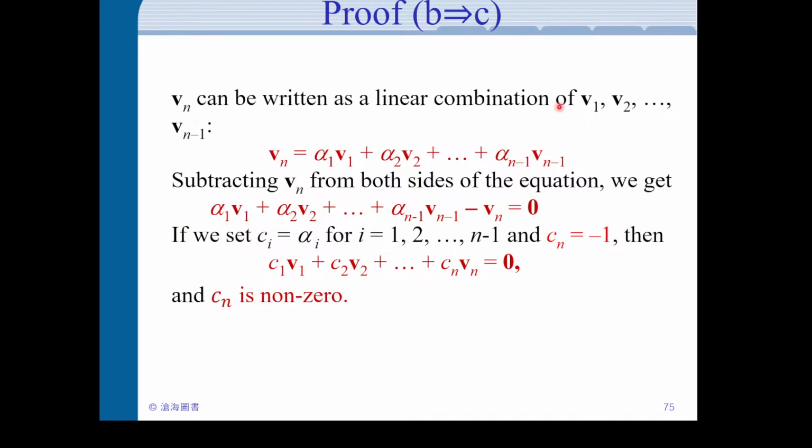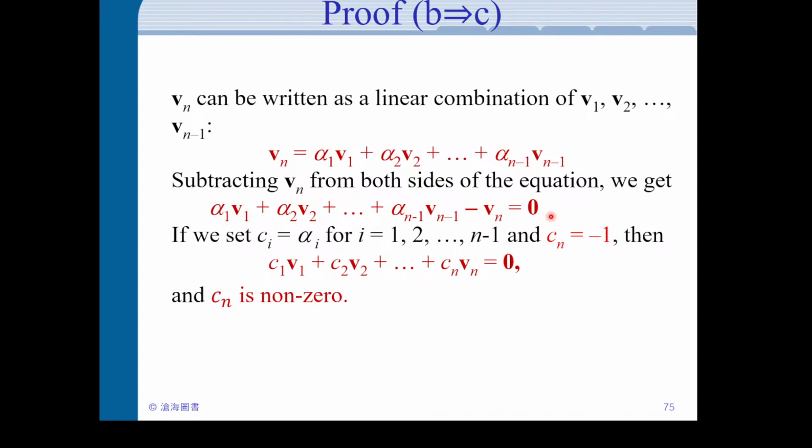Let's say Vn can be written as a linear combination of V1 to Vn minus 1, and then we want to make it into equation form of a whole bunch of ci times Vi summing to 0. Then we just move this equation around. We move this to the other side, and then we have this equation equal to 0. Then we just rename those alphas equal to c, so alpha 1 equals c1, alpha 2 equals c2. And the only different thing is that now we also have this cn. So cn equals -1. So we have alpha 1 to alpha n minus 1 equal to c1 to cn minus 1.